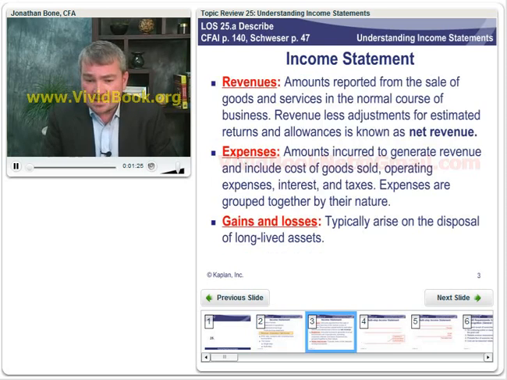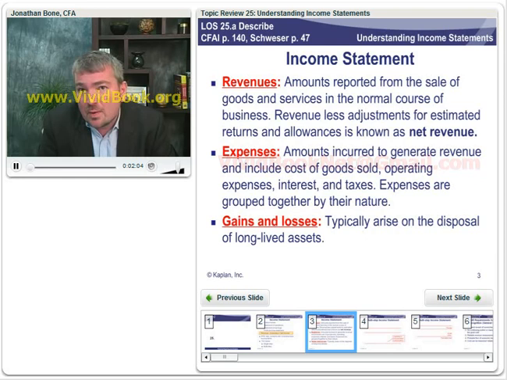Okay, so let's define some of the items in our income statement. Yet again, you can see we're talking about revenues, expenses and gains and losses that we've discussed in earlier readings. So remember, revenues are really the amounts reported from the sale of your goods and services in the course of your normal business. So in other words, they're sales, and they're your typical sales from your typical operating activities. And in fact, what we actually see on the income statement is net sales or net revenue. What we have is revenue less adjustments for estimated returns and discounts or allowances given to customers. So we actually see net revenue on the income statement.